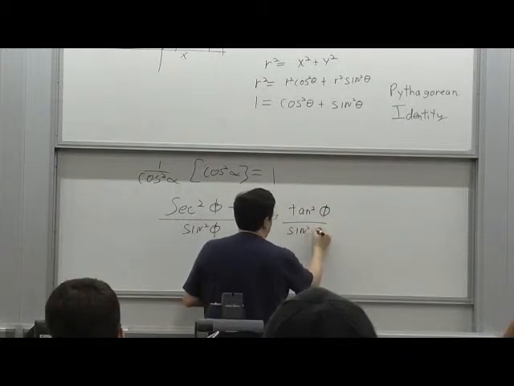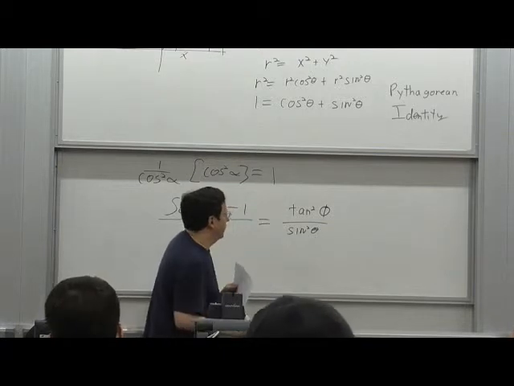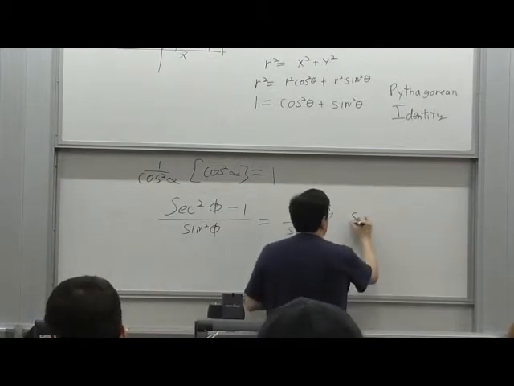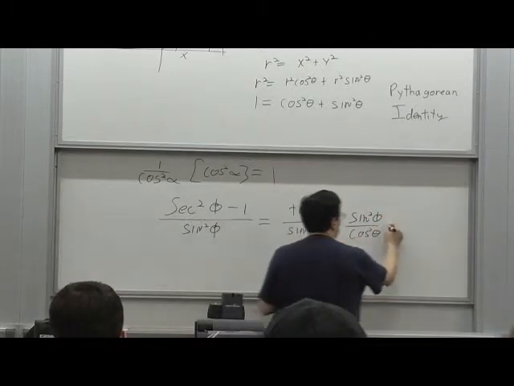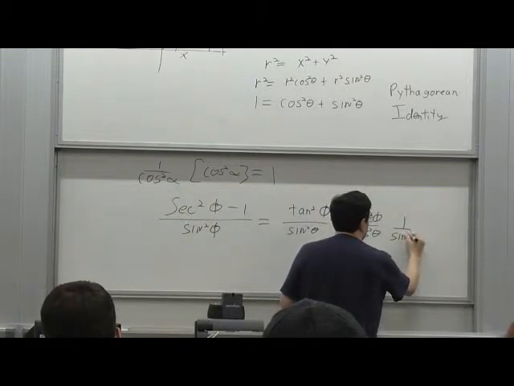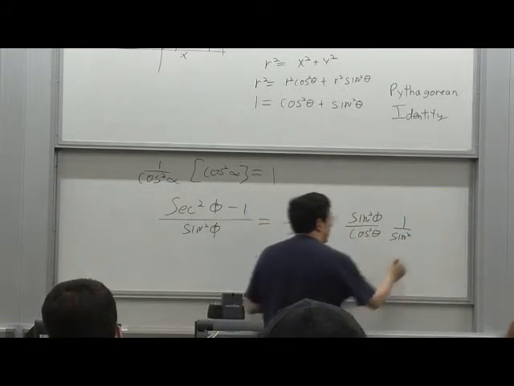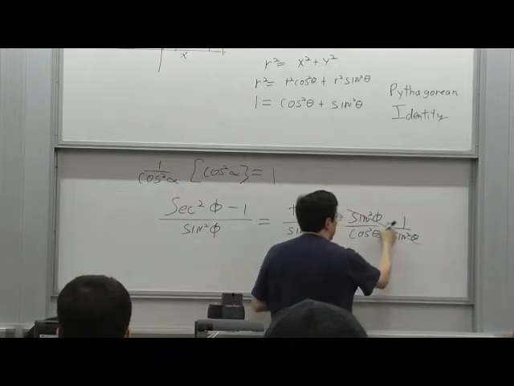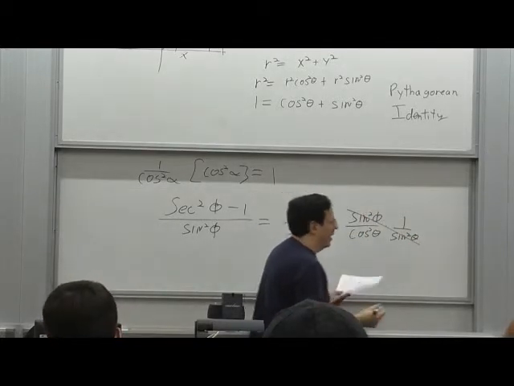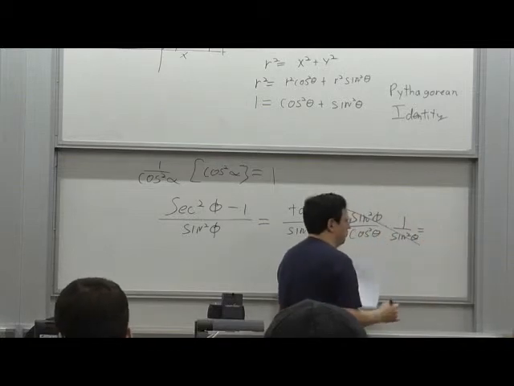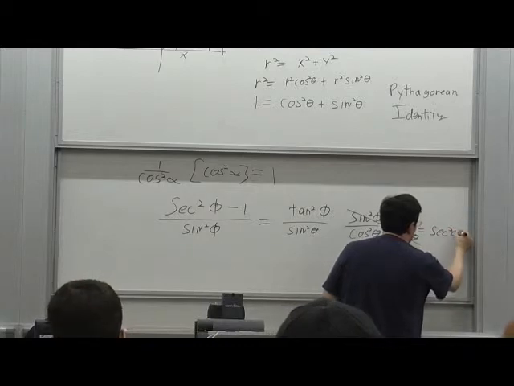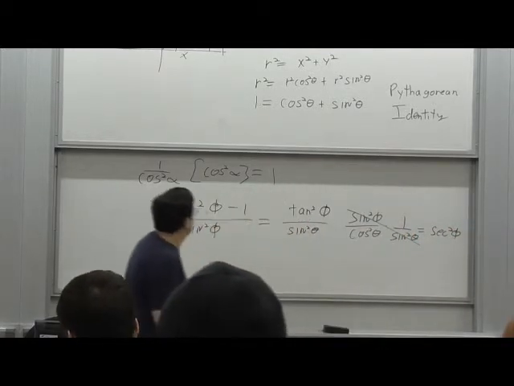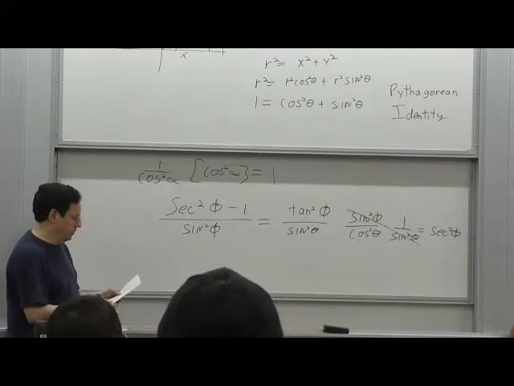And now the obvious thing to do is to write tangent as what? Sine squared over cosine squared. And this is just 1 over sine squared. These guys cancel. We have 1 over cosine squared, but we like to write that as secant squared. Okay, so far, not too hard.